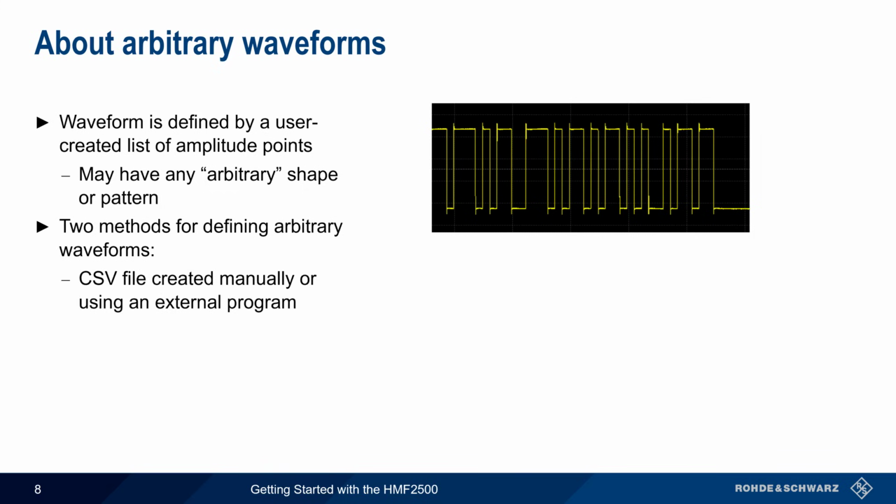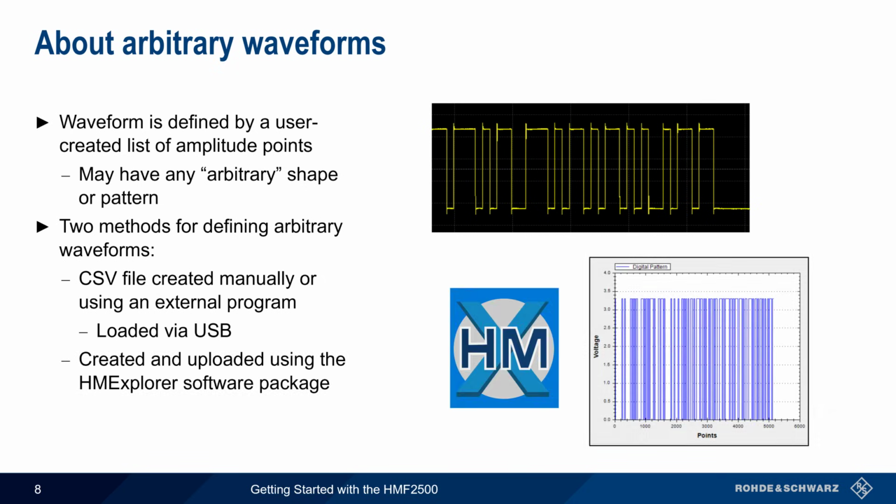The first is in the form of a CSV, or comma-separated value, file. This file can be created manually, but usually an external program is used to define, import, and/or edit these points. For example, using points saved from an oscilloscope trace. These CSV files are loaded into the HMF using the front panel USB interface. Another method for creating arbitrary waveforms is using the free HM Explorer software package, which contains a graphic waveform editor and which can be used to upload the waveform directly into the HMF using one of the supplied remote interfaces.